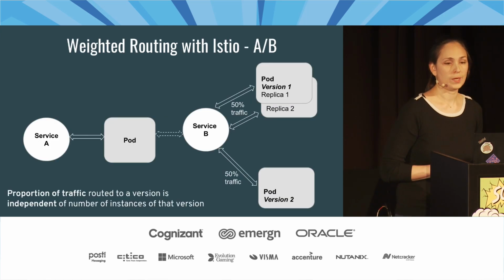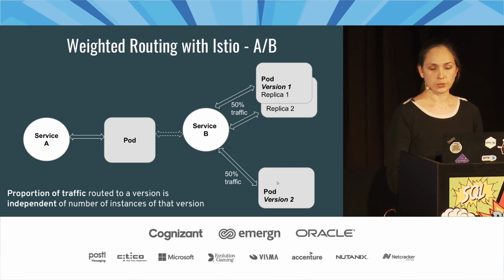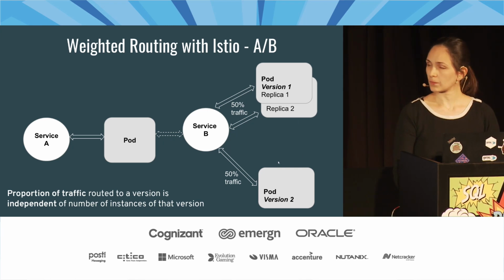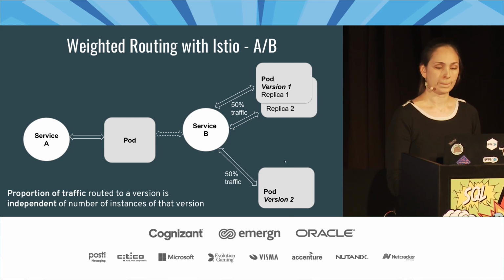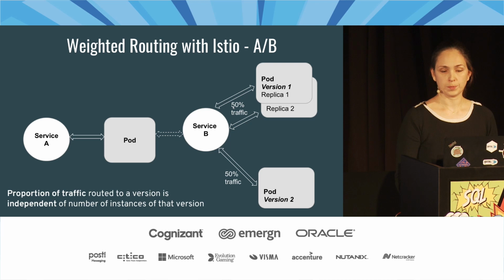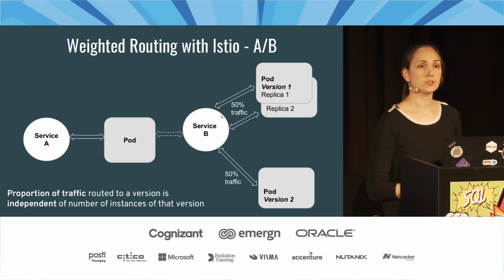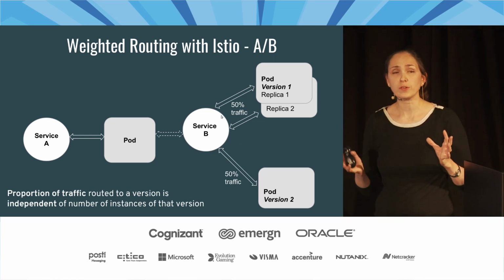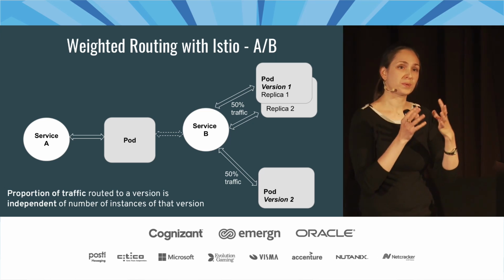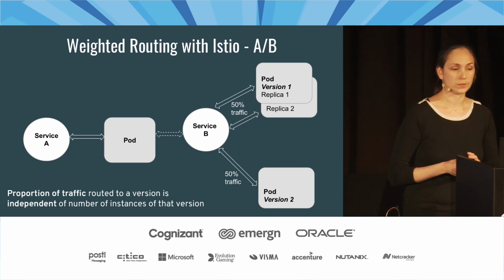So this is how A/B testing with Istio might look. We have two versions of our microservice. Version 1 has 2 replicas, version 2 has only 1 replica. And now I'm going to send 50% of traffic to this one and 50% of traffic here. And this is called weighted routing in Istio. Why is it called weighted? Because we have 100% of traffic and we're putting weights or percentages on the portion of traffic that we want to send to each one of the microservices.